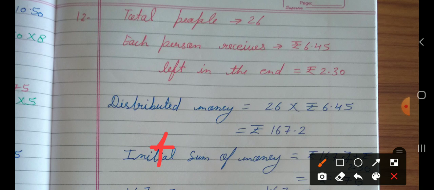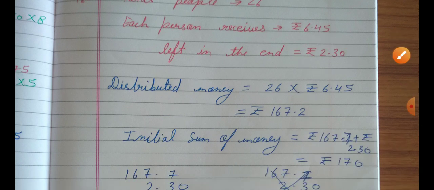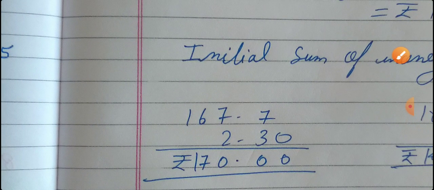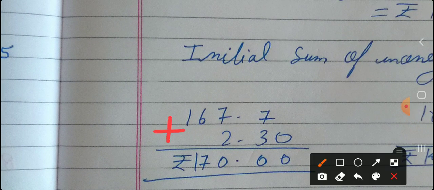Okay, now we will add to find out the initial money. Initial money, we will add this 167.7 rupees with this left money. Yes, here addition: on adding we are getting 170 rupees.